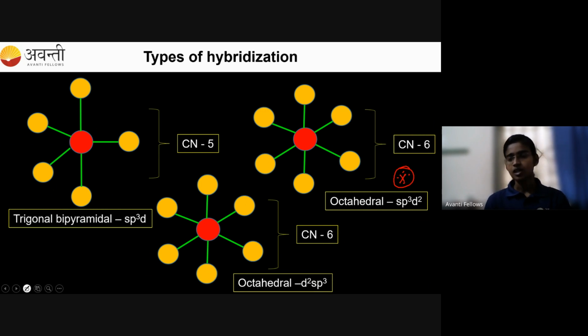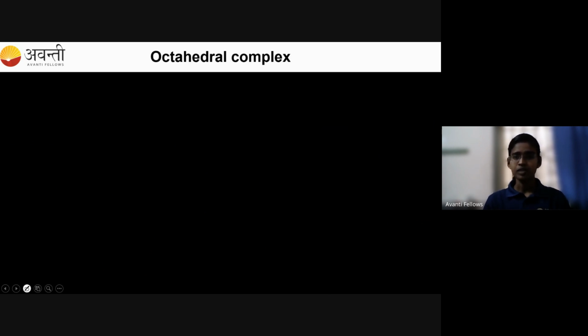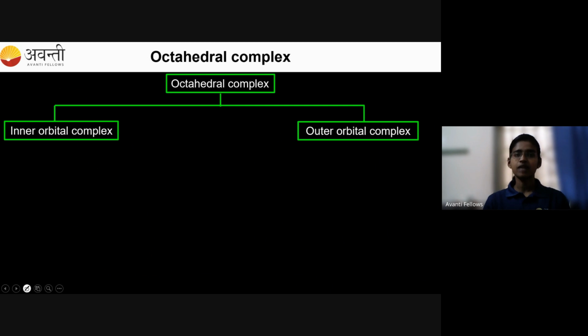The most important are tetrahedral, square planar, and octahedral: sp3, dsp2, sp3d2, and d2sp3. These are very important. First, we are going to discuss the octahedral complexes and related information. Octahedral complexes are divided into two: one is the inner orbital complex and the other is the outer orbital complex.